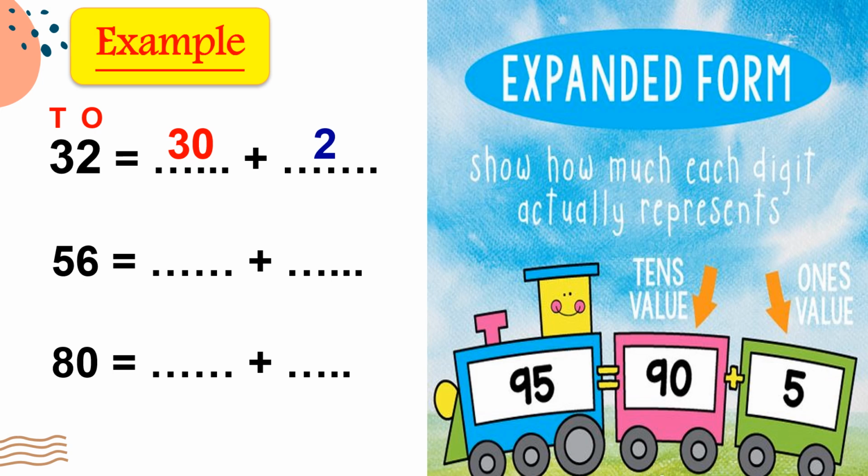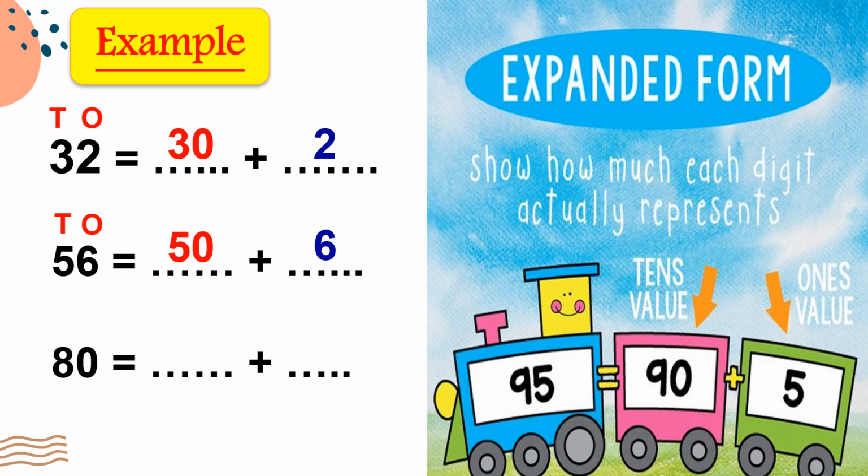56, first step I will put ones and tens. 6 is ones, so I will put 6 without any 0. And 5 is tens, I will put 5 with 1 0, so the answer will be 50. So 50 plus 6 equal 56.